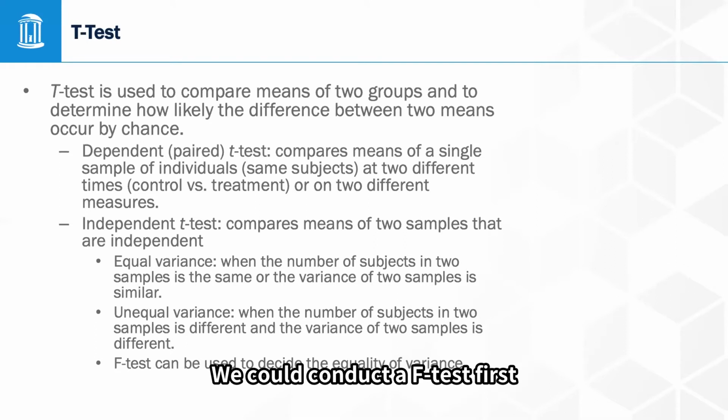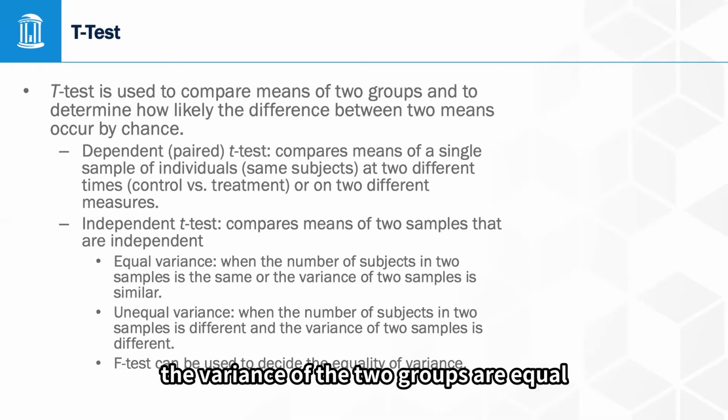We could conduct an F-test first to decide whether the variances of the two groups are equal or not, then choose the t-test assuming equal or unequal variance.